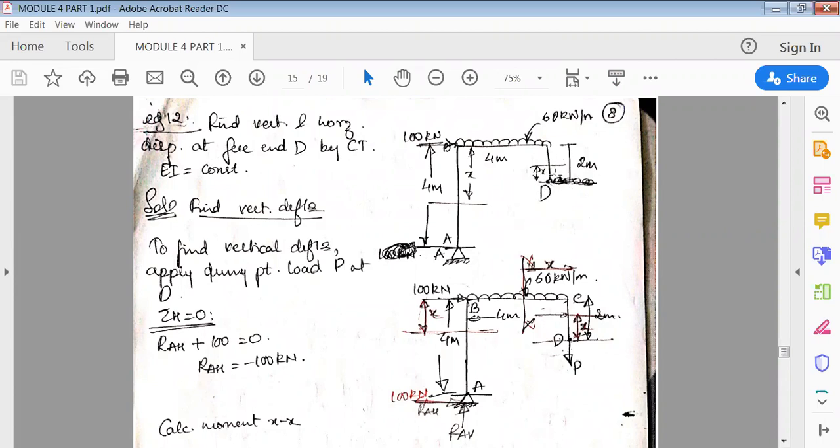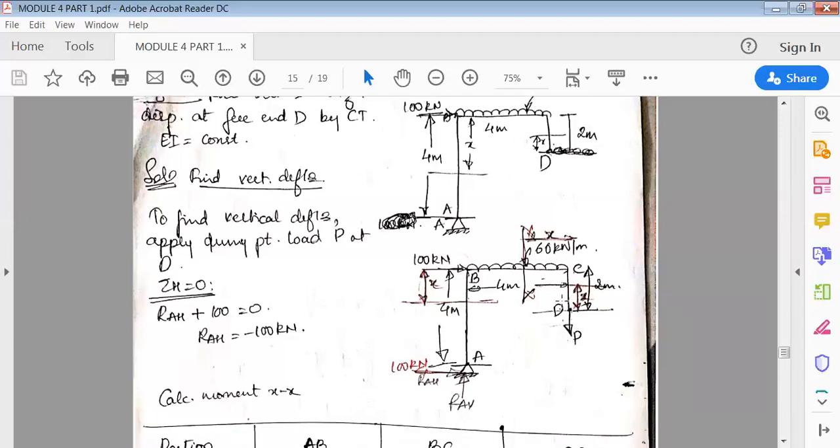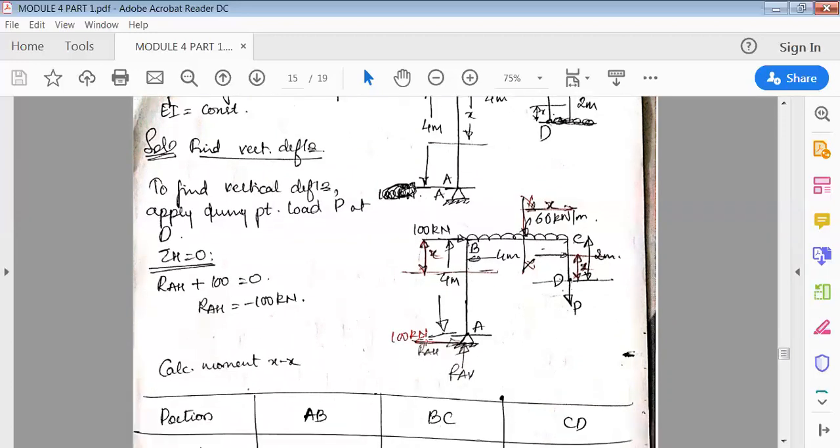Now to find vertical deflection at D, see, at D there is absolutely no load acting. Because we want to find vertical deflection, I'll apply a vertical dummy load P in this direction like this. So this would be 0. Alright, so first let us find the vertical deflection. Because there is a hinge support here, I'll take the horizontal forces. Here there is 100 kilonewton acting to the right side. So first I'll find RAH.